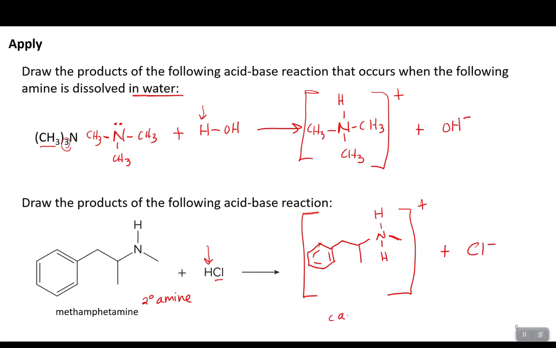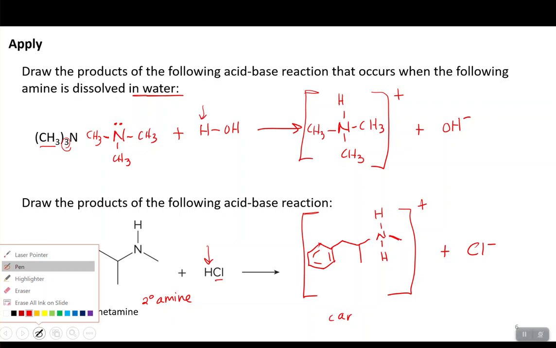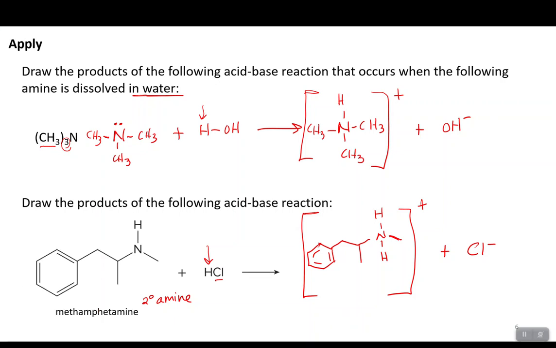And again, this will make an alkylammonium salt. I'm just going to write here, it's a salt, but it's an alkylammonium salt specifically. And this means that this is going to be very soluble. So again, this is a way to increase the solubility of any compound.